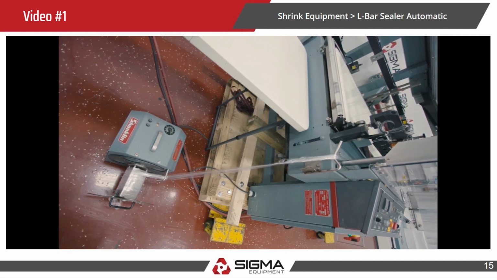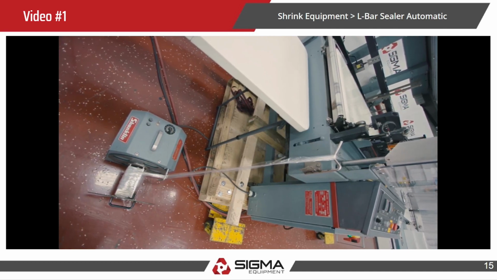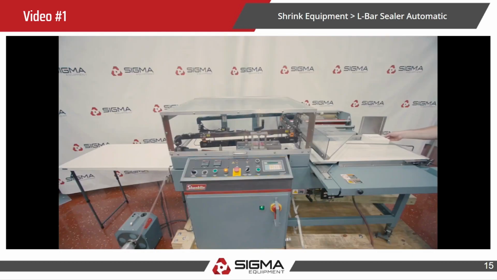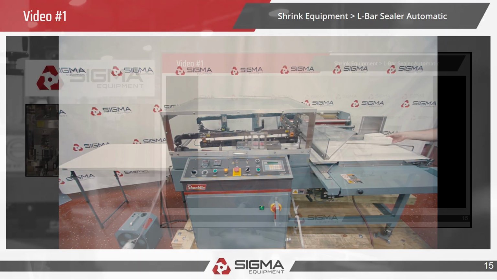An automatic selvage winder spools the excess film that isn't used for the finished product. To learn more about this L-bar sealer and other equipment, please visit us at sigmaequipment.com.